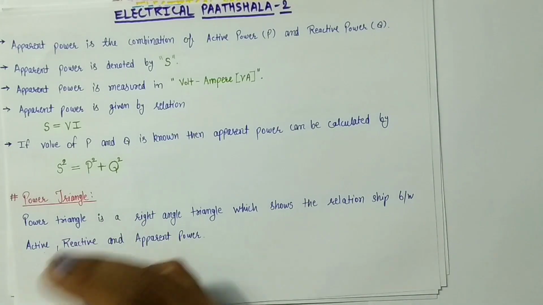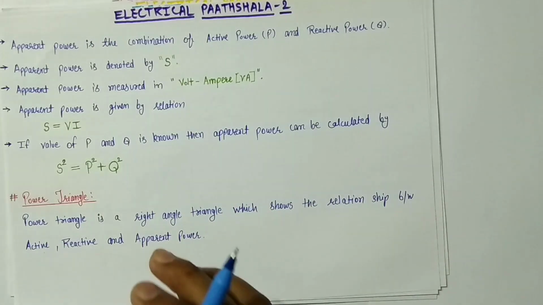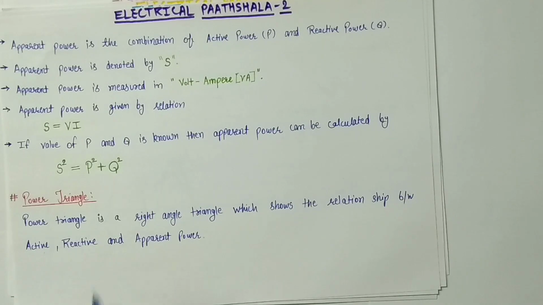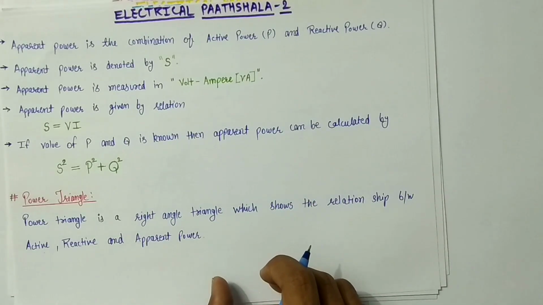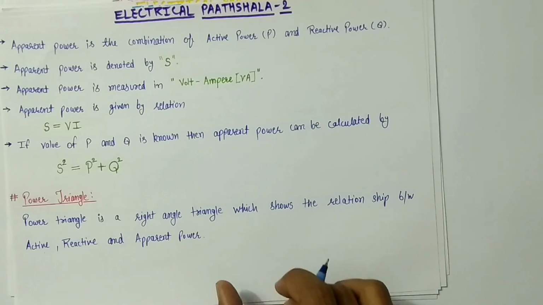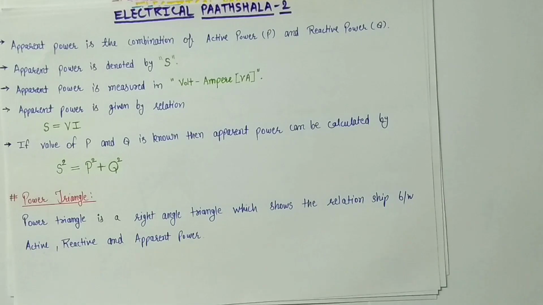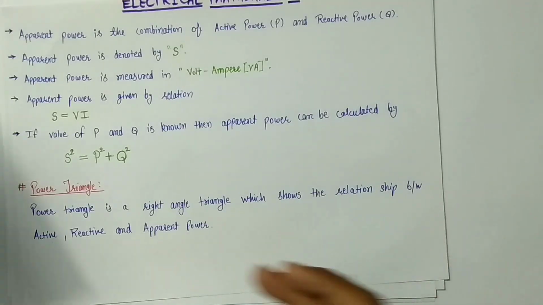Our next topic is the power triangle, which is a right angle triangle that shows the relationship among active power, reactive power and apparent power. The sides of the power triangle, which are the hypotenuse, base and normal, represent apparent power, active power and reactive power respectively. Now let's draw our power triangle.